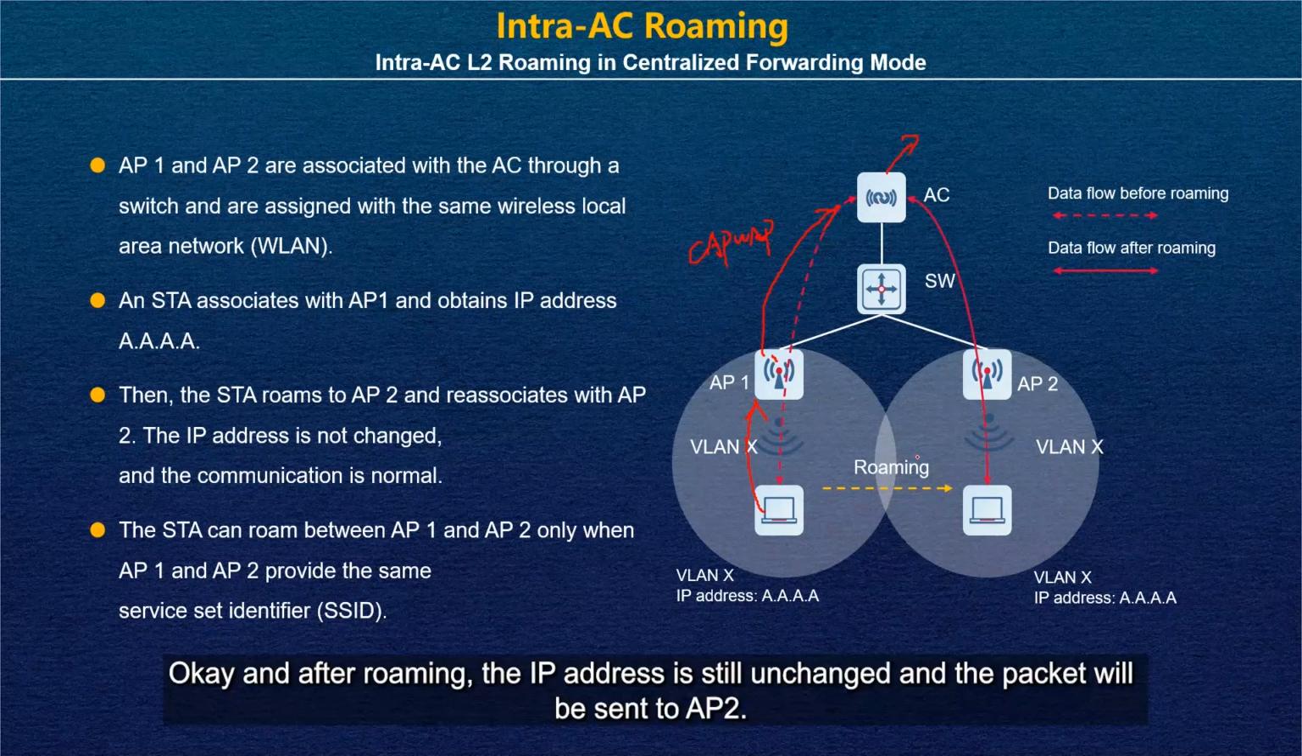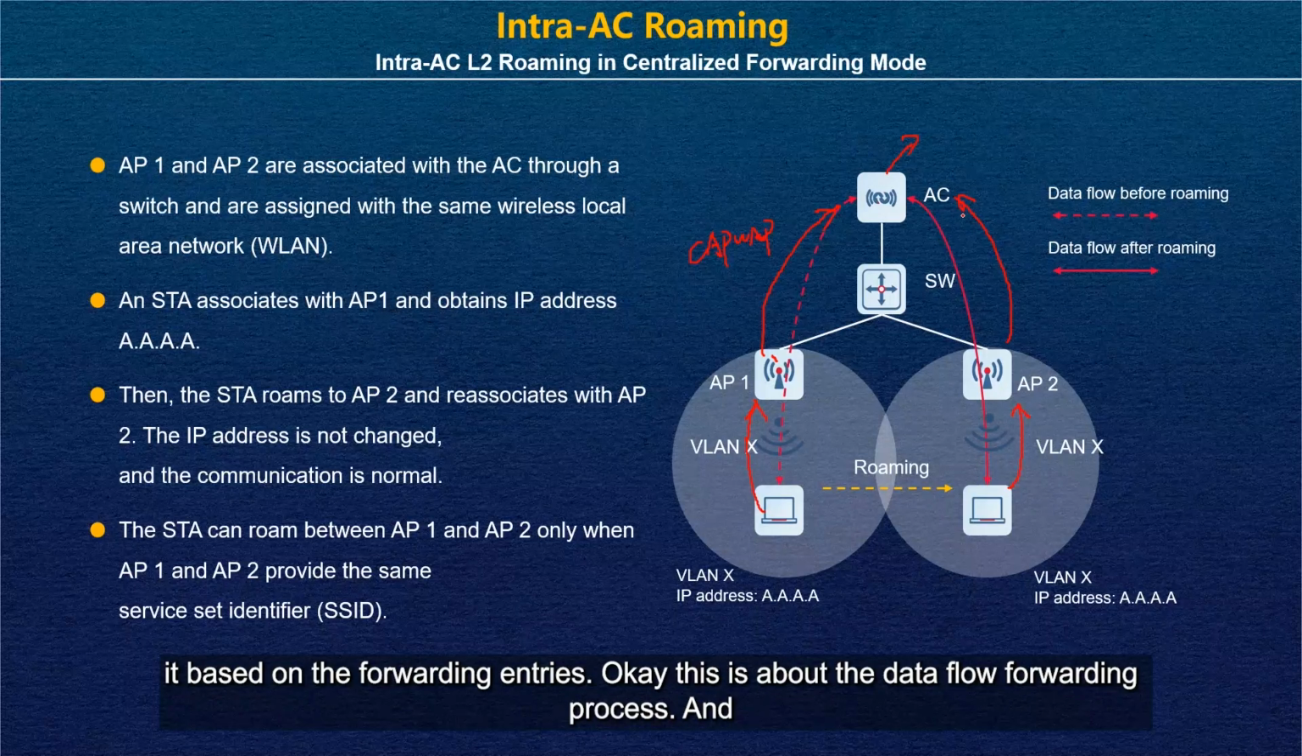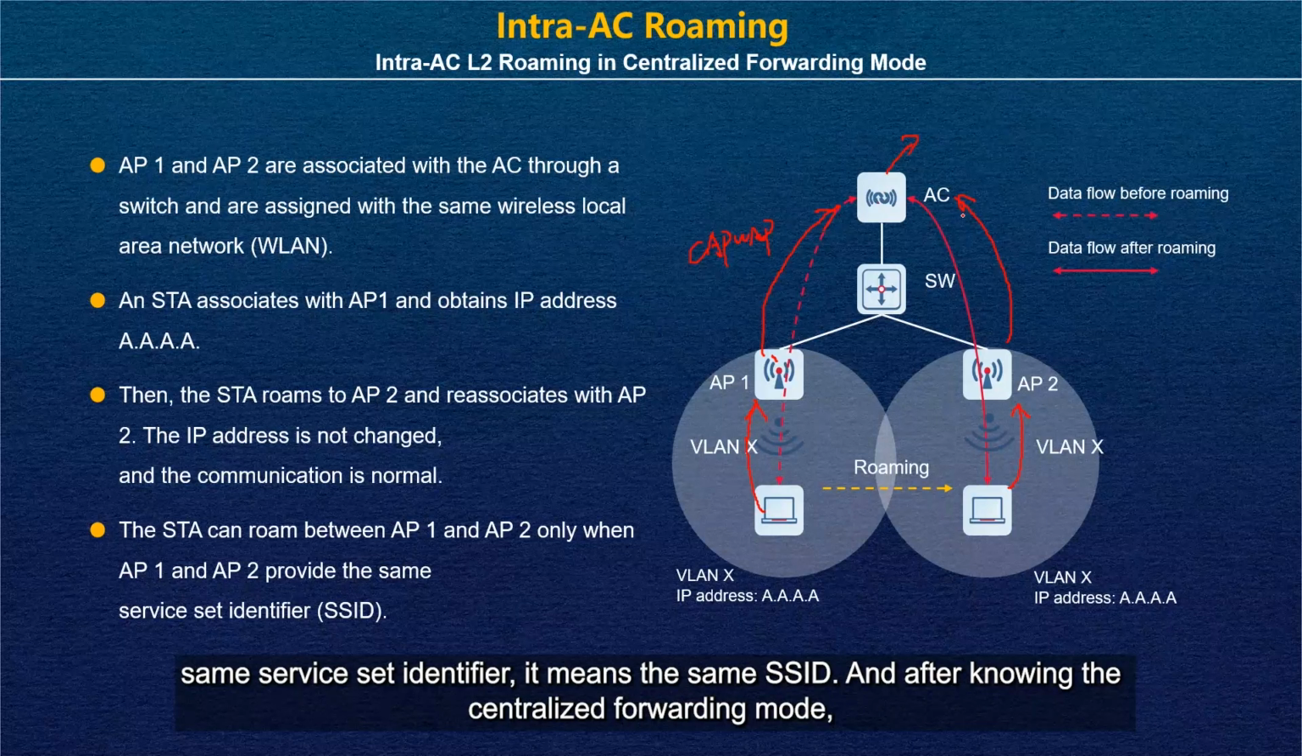After roaming, the IP address is still unchanged and the packet will be sent to AP2. Of course, it's centralized forwarding, so AP2 will send the packet to the AC, and the AC will forward it based on the forwarding entries. So this is the data forwarding process. The requirement to roam between APs is that AP1 and AP2 provide the same service set identifier, meaning the same SSID.